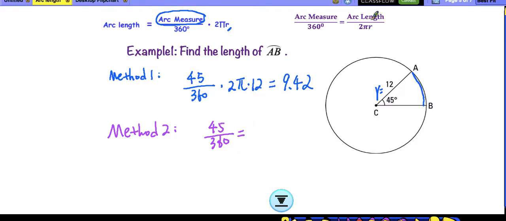Arc length is the one we don't know in this case. So let's put it as x. So x is the arc length.